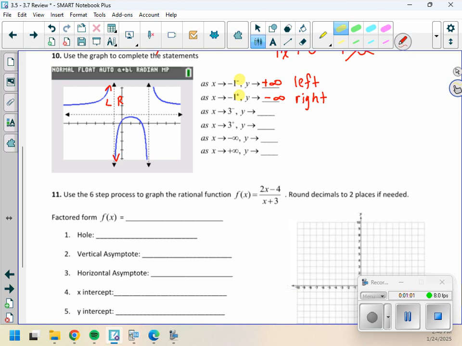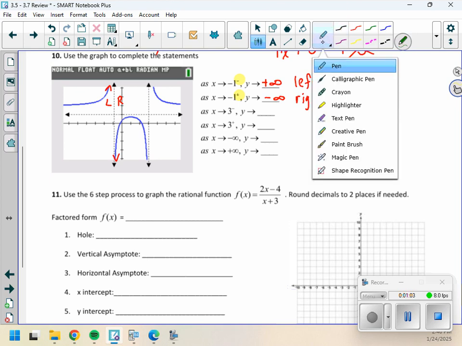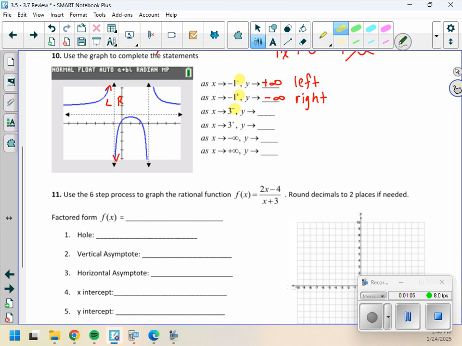Then we're going to look at what happens at 3. If you see here, that little negative sign means what's happening to the left of 3. And that little positive sign means what's happening to the right of 3. So here's 3. We have a vertical asymptote there. We have an L and an R. On the left, the arrow points downwards to negative infinity. But on the right of 3, the arrow points upwards to positive infinity.